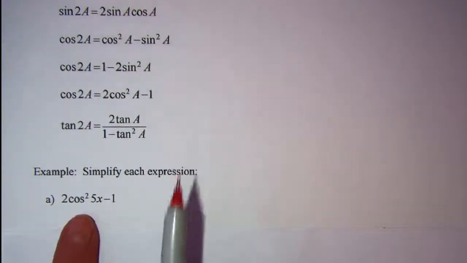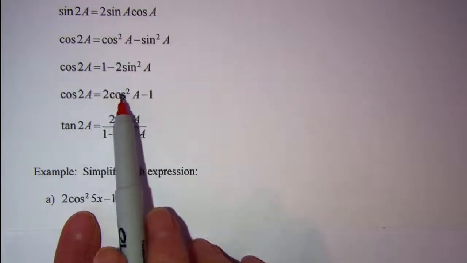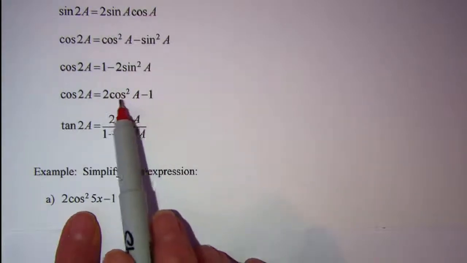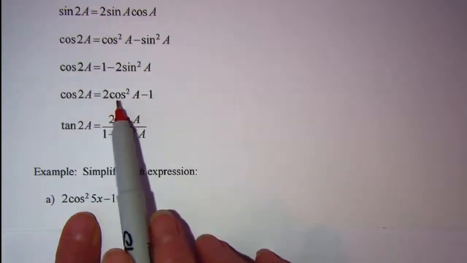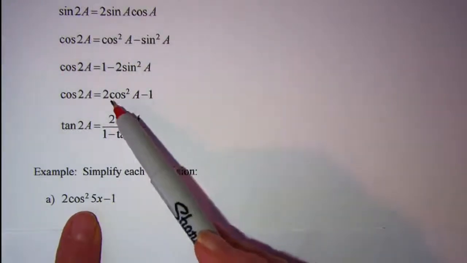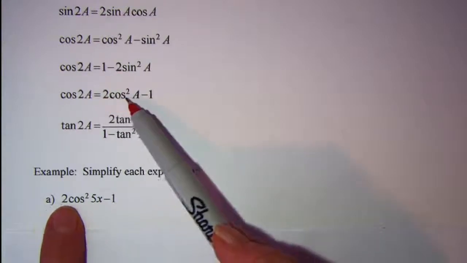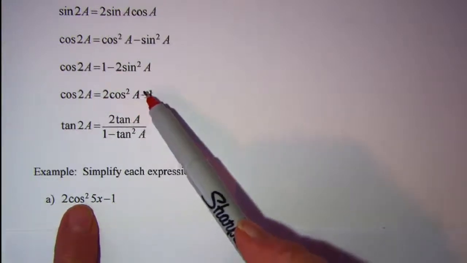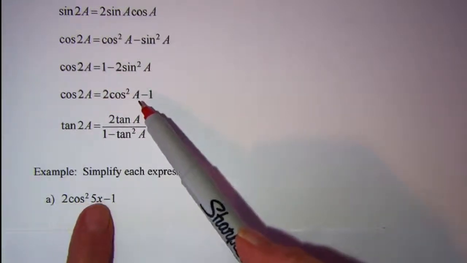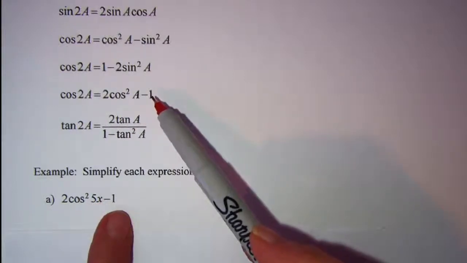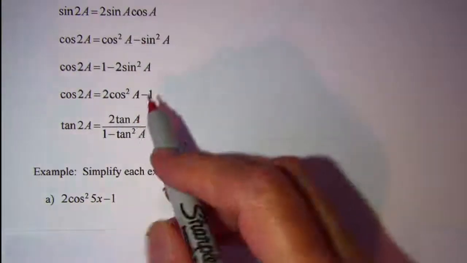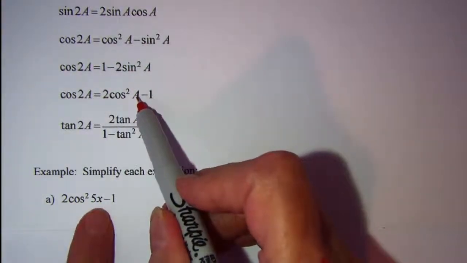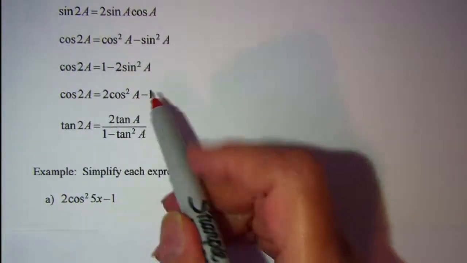Now this expression looks like our cosine 2a identity. Notice we have 2 times a cosine squared, and then some argument, and then minus 1. In this case, a is equal to 5x.